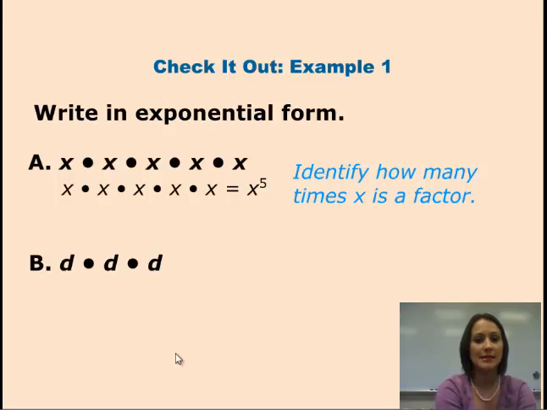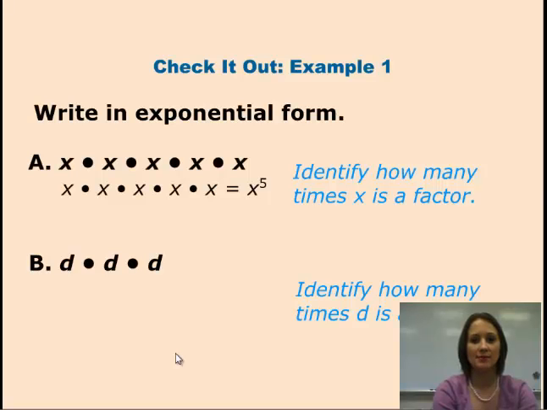Try B. D times D times D. Go ahead and hit pause and write this one in exponential form. Identify how many times D is a factor. On this one, D is a factor 3 times. So we're going to be writing it as D to the 3rd power or D cubed.